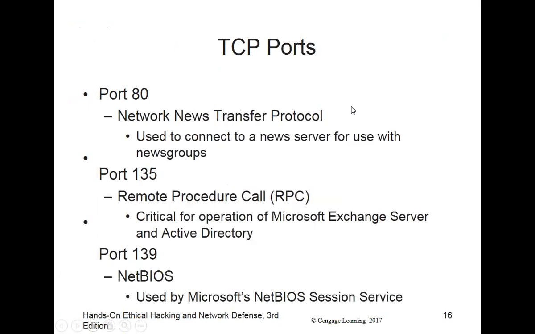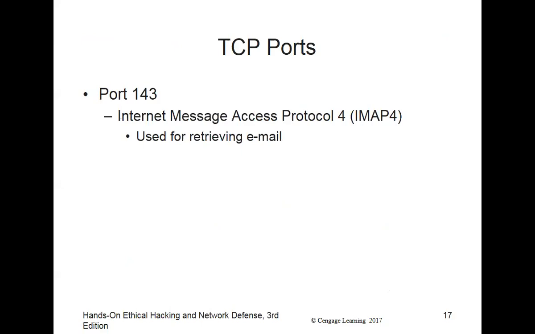So there's 110, 119, network news protocol, not used a lot anymore, but it is still there. 135, remote procedure calls, and these are a lot from mail exchange type stuff. 139, NetBIOS, you really don't want that open. You really don't need NetBIOS anymore with TCP, but a lot of places still use it. 143 is IMAP. Okay, so a lot of different ports there.